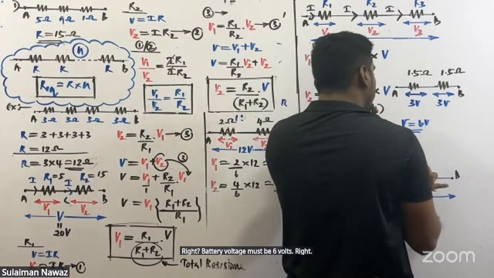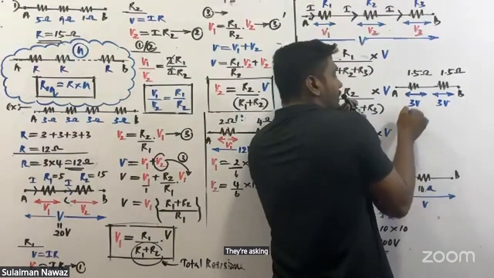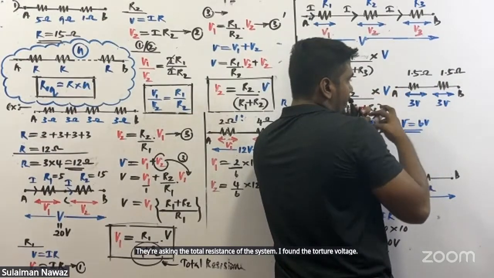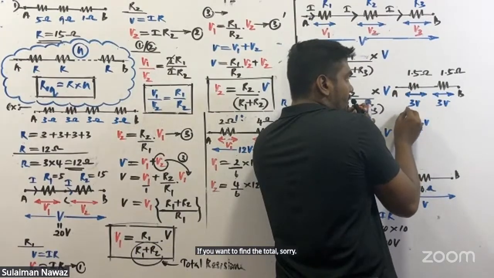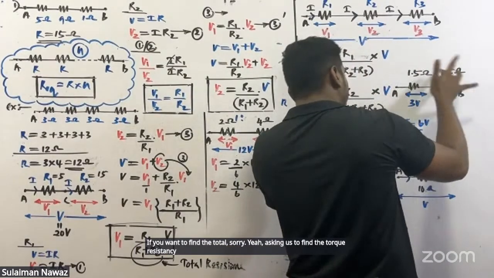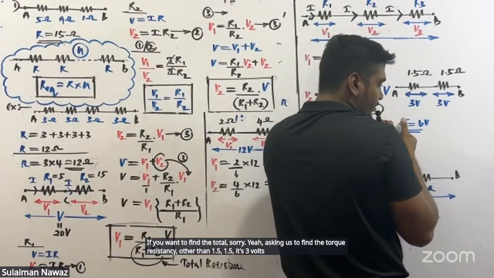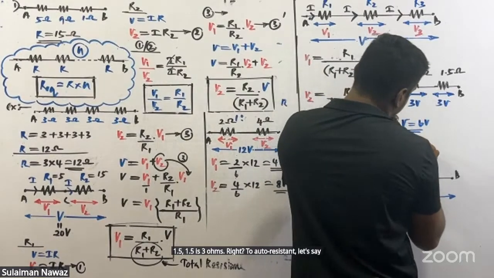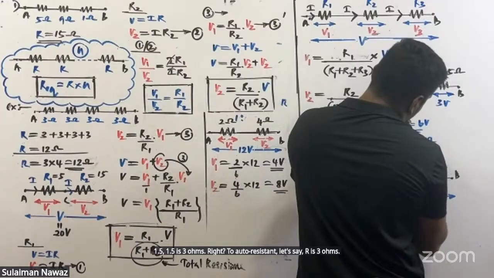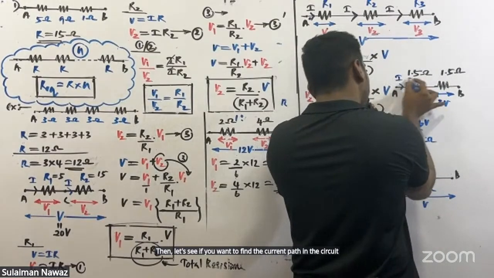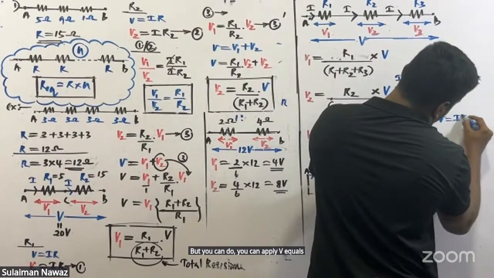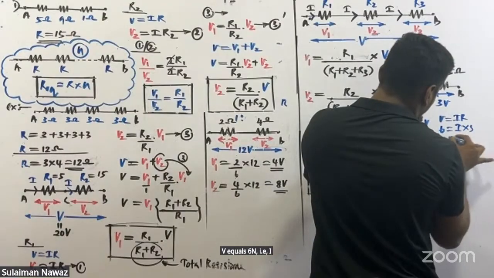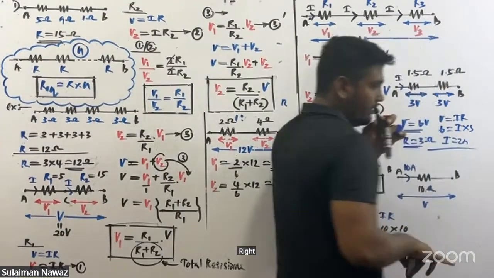They're asking for the total resistance of the system. I found the total voltage. For the total resistance, 1.5 plus 1.5 means 3 ohms. Total resistance R is 3 ohms. If you want to find the current passing through the circuit, capital I, apply V equals IR, where V is 6 and R is 3, so I is 2 amperes. The story is clear.